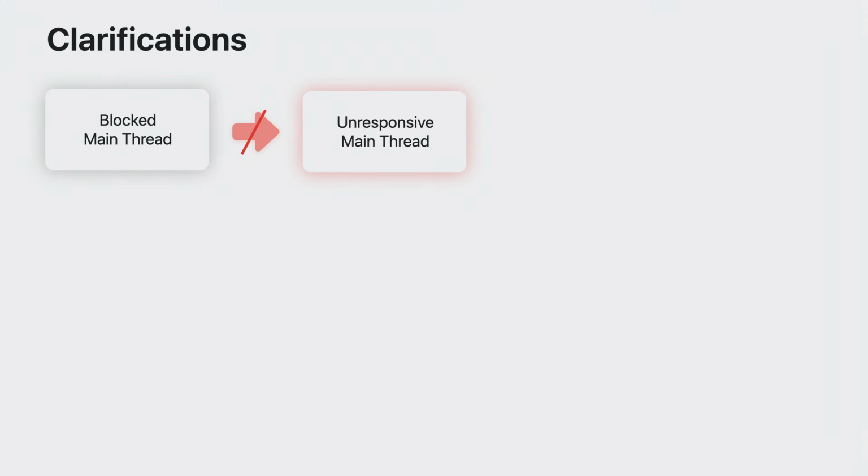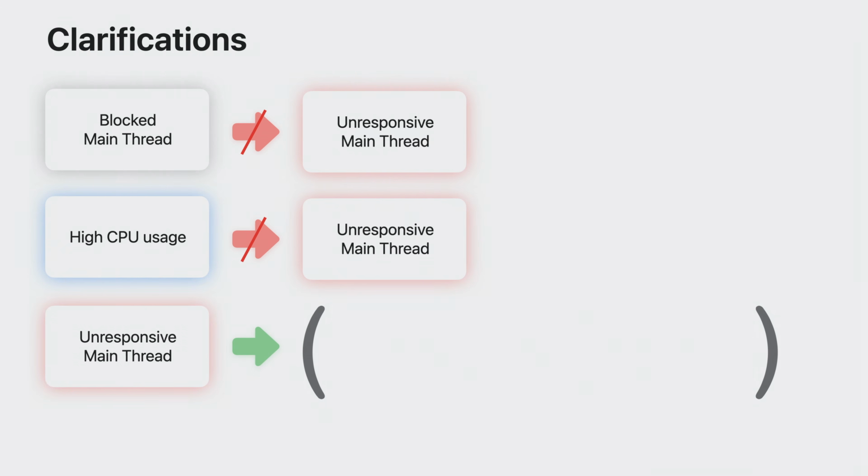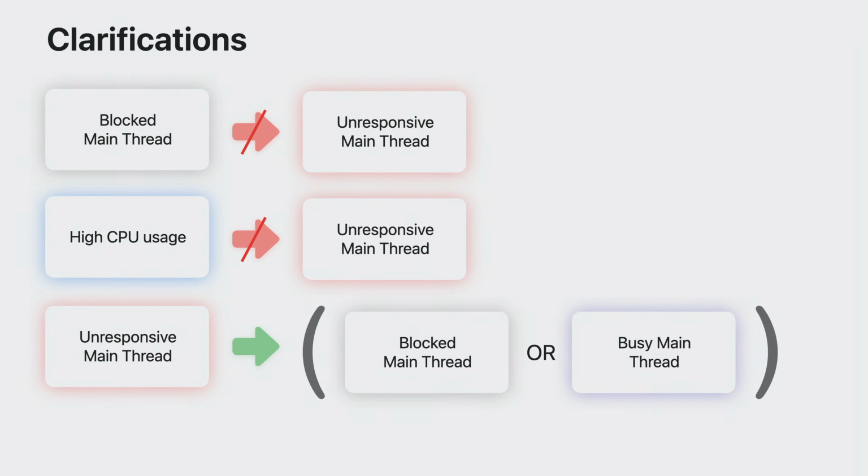So to determine whether a blocked thread is a responsiveness issue or not, look to the hangs instrument, not the thread states instrument. So blocked main thread does not imply an unresponsive main thread. Similarly, high CPU usage also doesn't imply that the main thread is unresponsive. But if the main thread is unresponsive, that means it was either blocked or the main thread was busy. Our hang detection takes all these details into account. It will only label intervals where the main thread was actually unresponsive and show them as potential hangs.